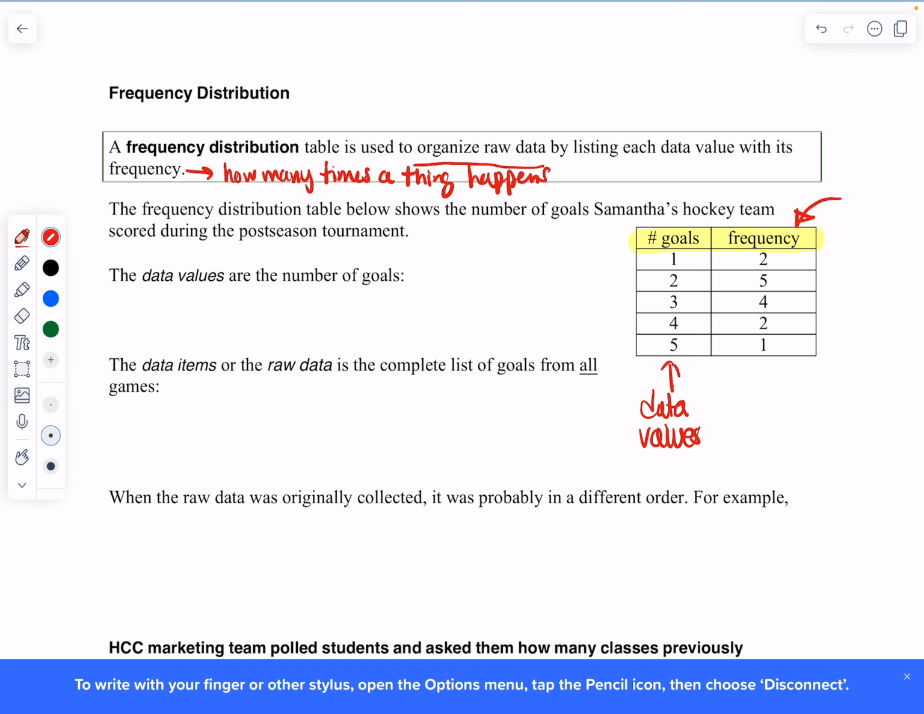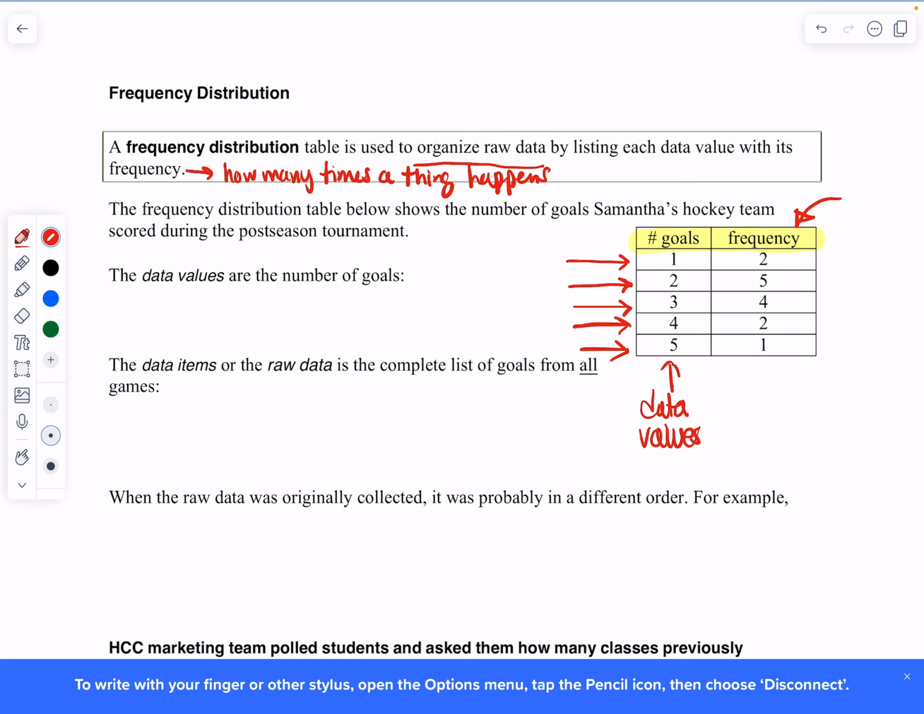So for instance, if there was one goal by Samantha's hockey team, it happened twice. 2 goals happened 5 times. 3 goals happened 4 times, and 4 goals happened 2 times. And finally, 5 goals, which is a lot, happened once. So when I read that, I was reading straight across, looking at how many goals go with the frequency.